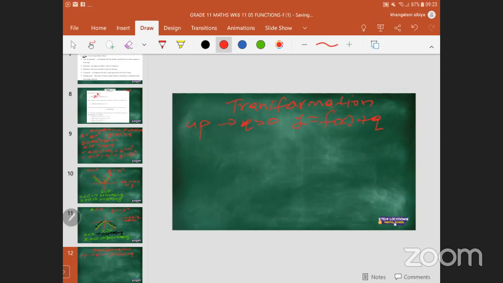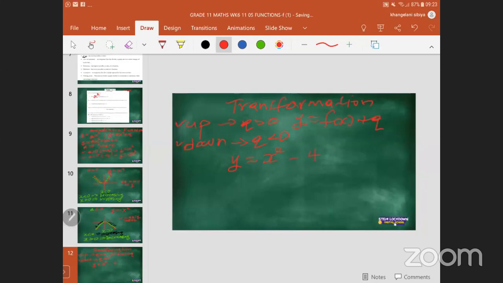But a down transformation is where your q will be less than 0. Let me give you an example of this so you understand. This is the first one that I want us to look at. Let's take our function, which was y equal to x squared. Let me transform this graph 4 units down. If I say -4, this is 4 units down.